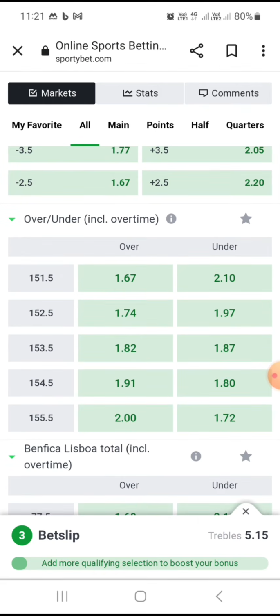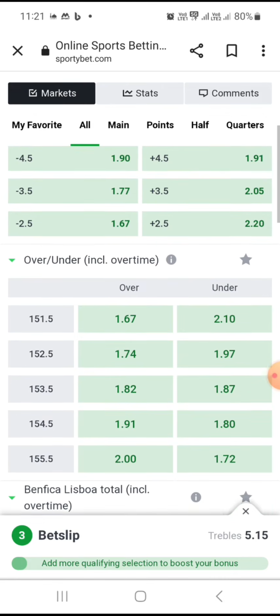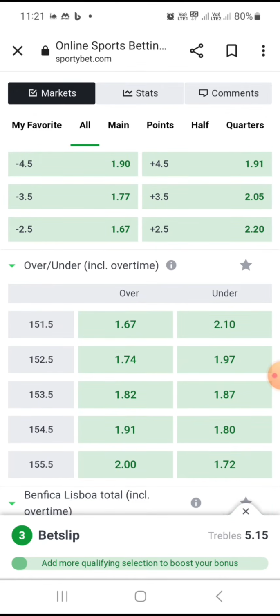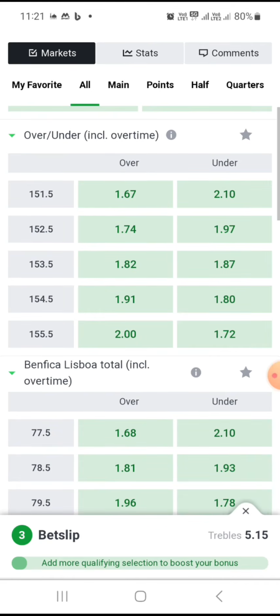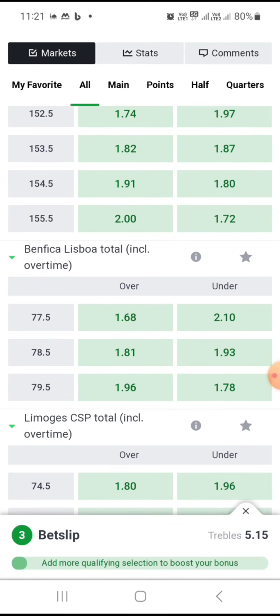Like in over and under, including overtime, the highest there is over 151.5. Then the lowest, that's the under. Playing under, use 155.5 as you're looking at it. So you write them down. Then under each team that is playing, you also write them down.